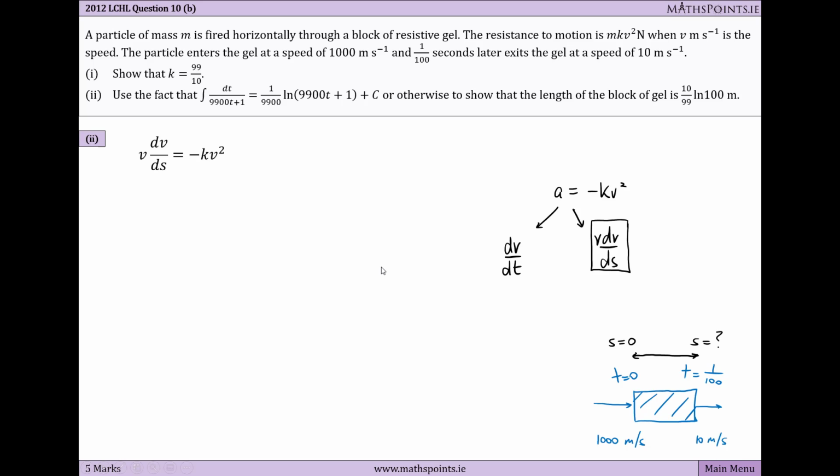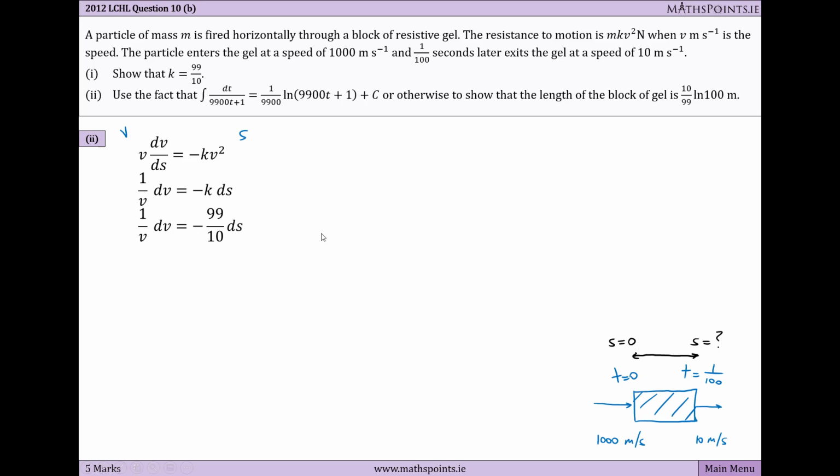So v dv ds is equal to minus kv squared. We're going to collect the v terms on the left and the s terms on the right. So dividing both sides by v squared, we get 1 over v dv is equal to minus k ds. Remember that we found the value of k to be 99 over 10, so we can sub that in as well before we start the question.